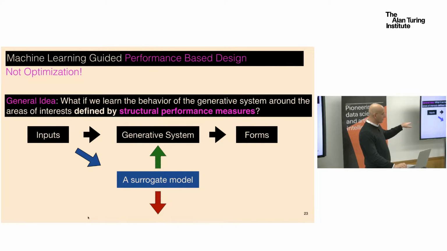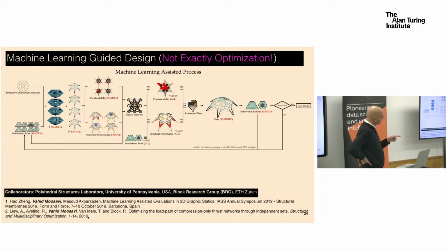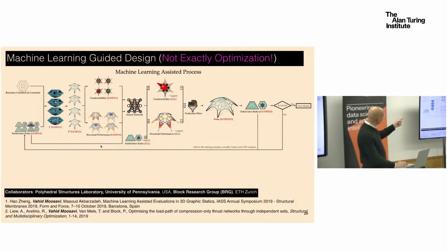So we build surrogate models, and depending on the way you build your surrogate models, there are different ways to handle this problem. So for example, this is a recent work we are doing with one PhD student, again at UPenn, that we are coming up with an iterative sampling procedure that we start with random samples, but then after sampling, for example, we train a neural network that learns these subdivision rules, relations to two objective functions. One, what we call constructability, and the other one is a structural performance.